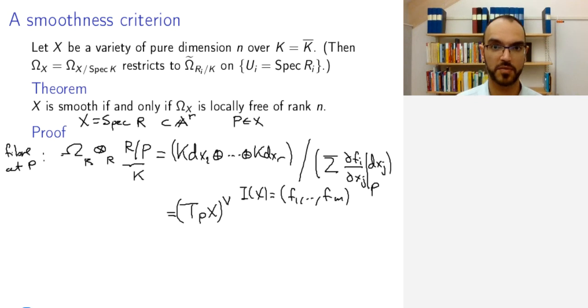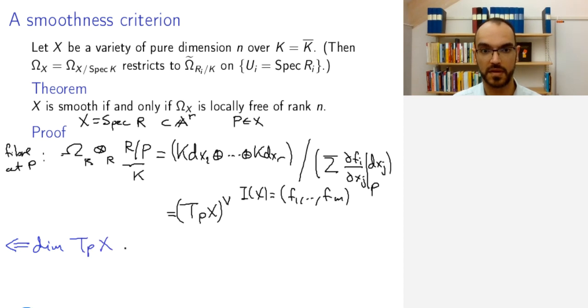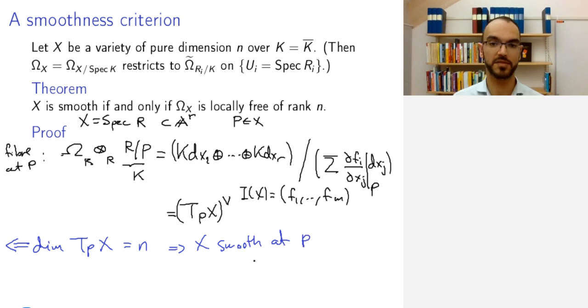So now back to the proof of the theorem. If this sheaf is locally free of rank n, then all these vector spaces will have dimension n. So then the dimension of T_P X will be n. So therefore X is smooth at P. But P was an arbitrary point, so therefore X is smooth.